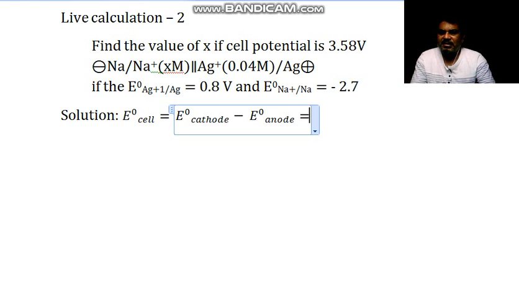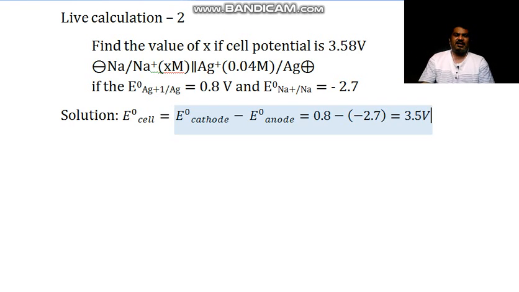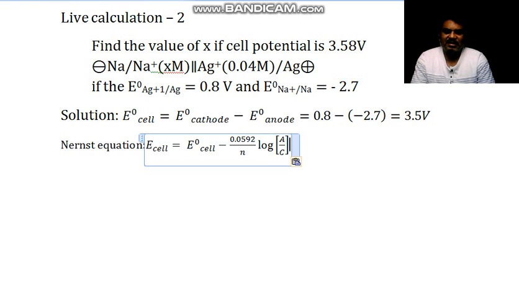Okay, see here, E degree cell is E degree cathode, 0.8, minus, in bracket, minus 2.7, and that value will give you 3.5 volt. So like this, very simple. If you put the values, you will get the E degree cell answer. That is the final thing. Now next is nothing but the Nernst equation, and the Nernst equation is this.